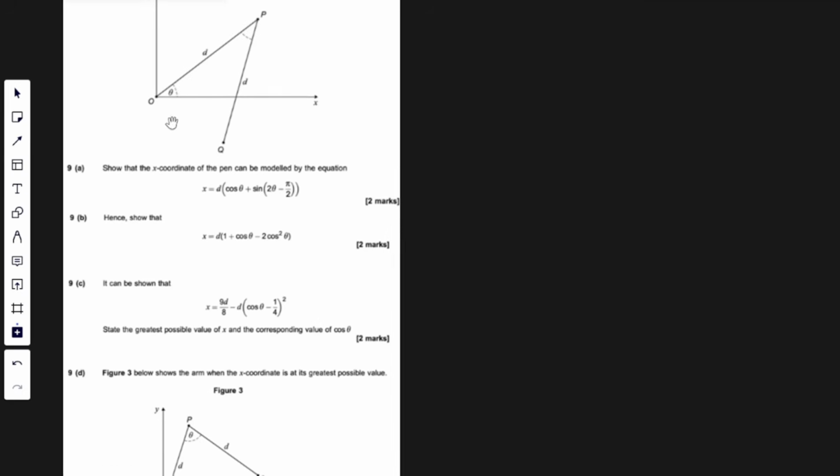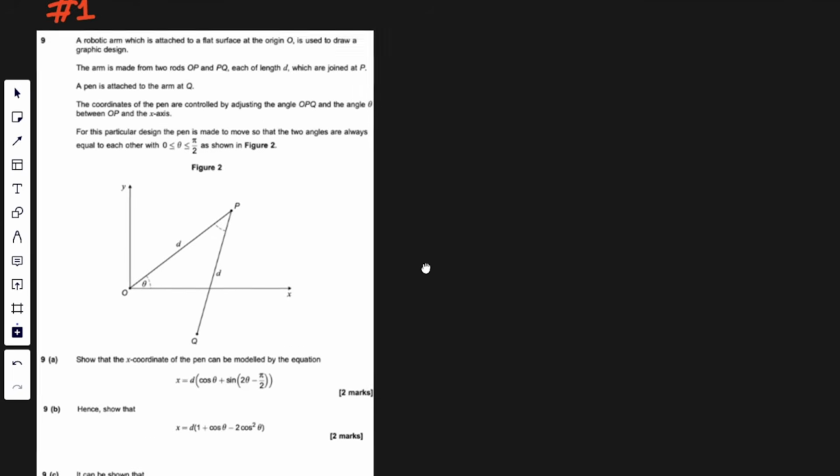Likewise, part C, and so on. So you don't need to be able to do part A to be able to do part C. You don't need to be able to do part A or B to be able to do part C. So just bear that in mind with questions like this. So let's have a go.